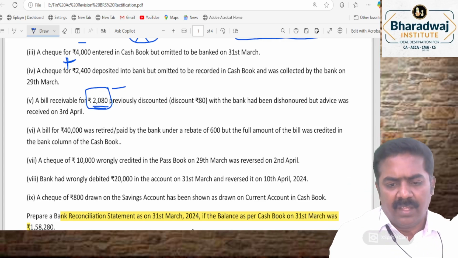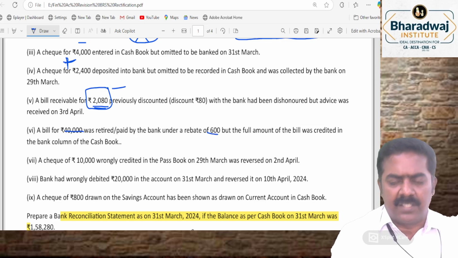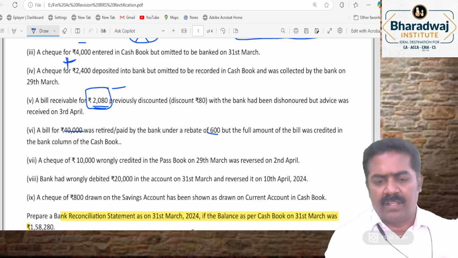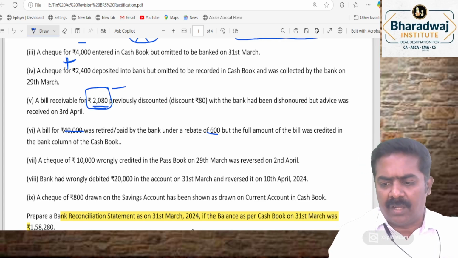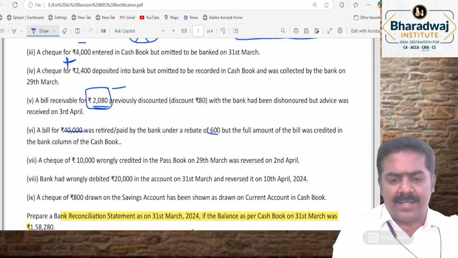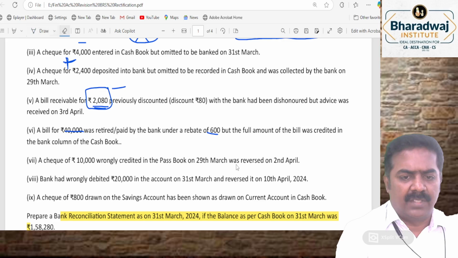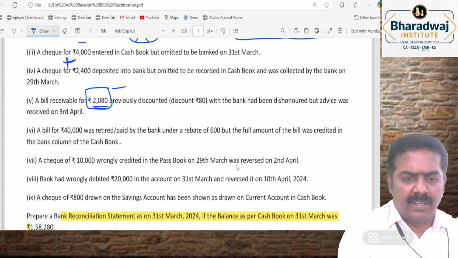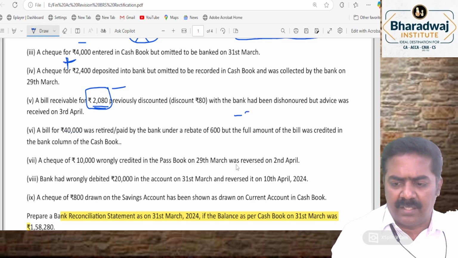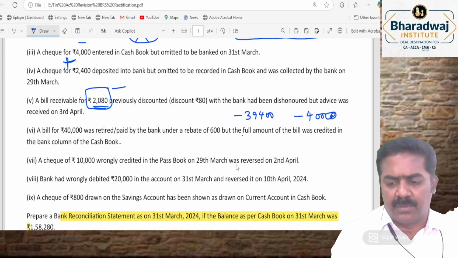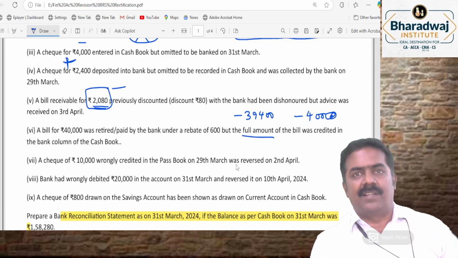Next. A bill for 40,000 retired and rebate of 600. We paid only 39,400. 40,000 minus 600 is 39,400. But the full amount was credited in the bank column of the cash book. Otherwise, bank would have reduced only 39,400. But we have reduced the full 40,000. So we have reduced extra 600.